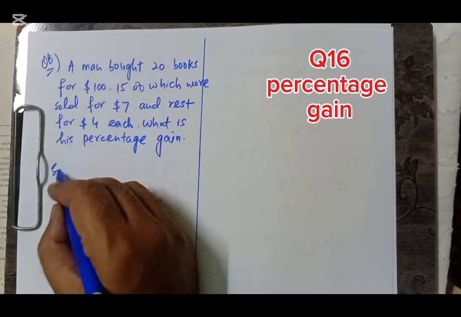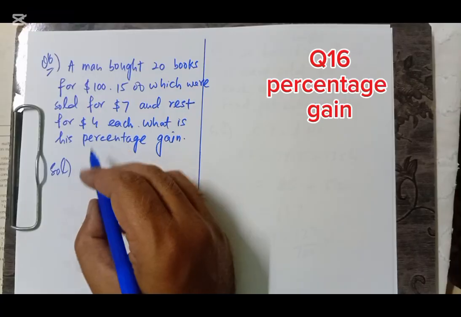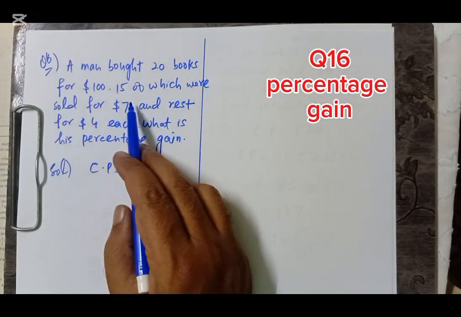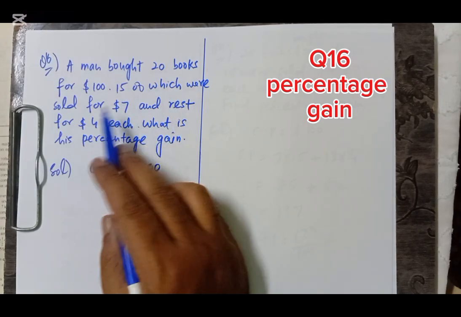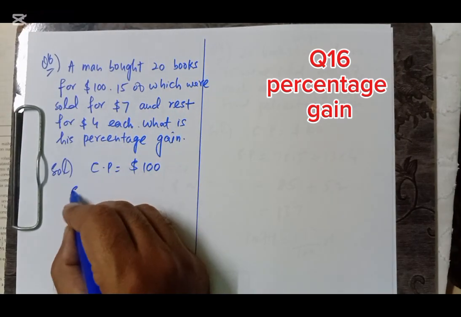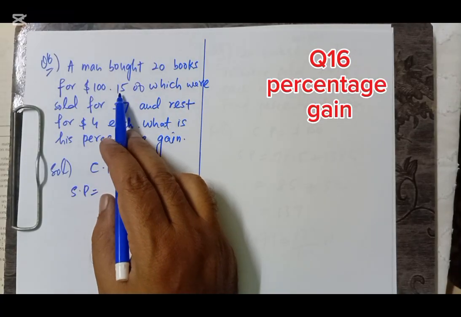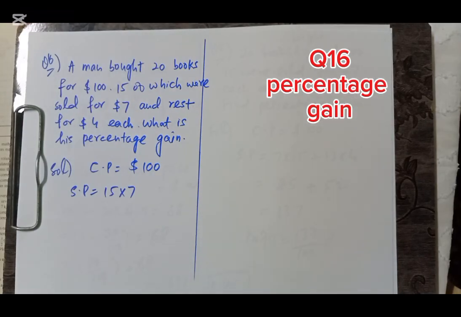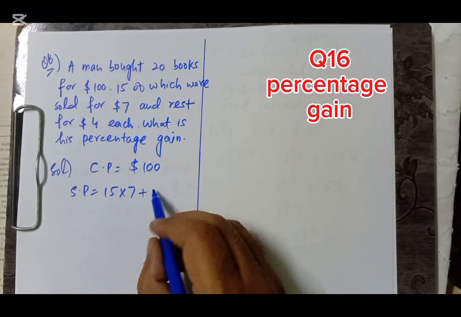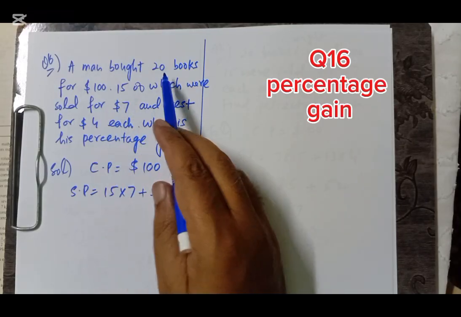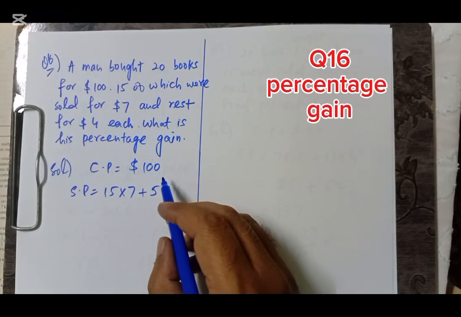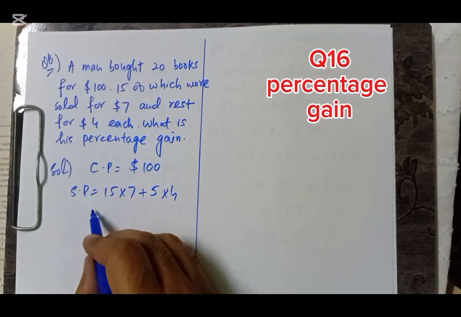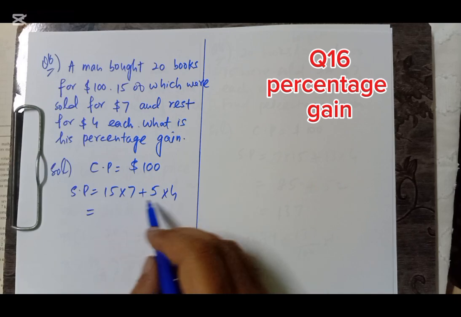Question number 16 says that a man bought 20 books for $100. So the cost price is $100. 15 of which were sold for $7 and the rest for $4. So the sale price is: 15 were sold for $7, and the remaining number of books now become 5, because there are a total of 20 books, and each has been sold for $4. So this will give us the sale price of the 20 books.